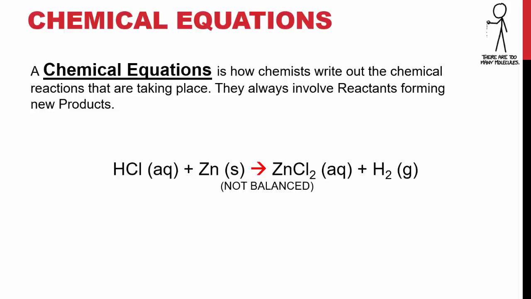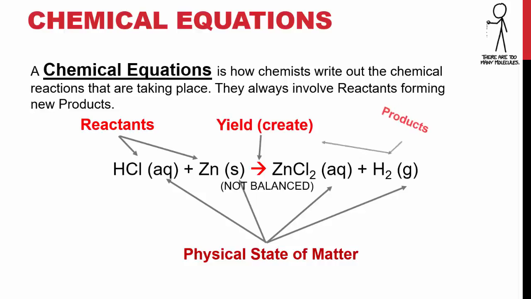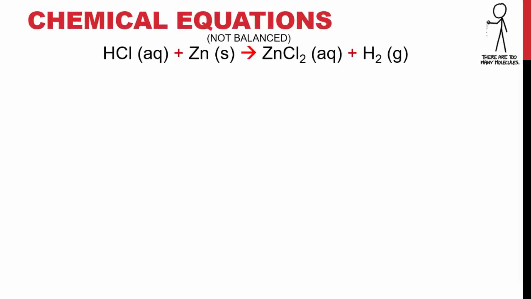Here's a chemical equation. The first thing that we notice are the physical states written after each compound or element. So we have HCl, which is aqueous, mixed into water, plus zinc, which is solid, which becomes zinc chloride, aqueous, and hydrogen gas. Now, anything to the left of the arrow is going to be considered your reactants. The arrow is what we call a yield sign or the creation sign. And then anything to the right of that yield is always the product.